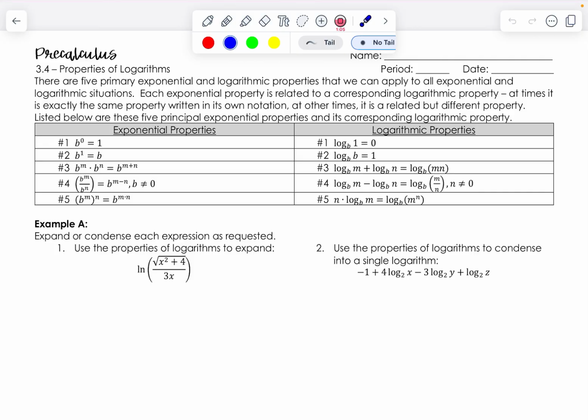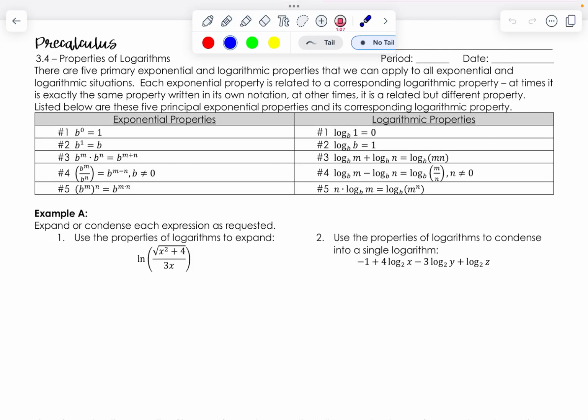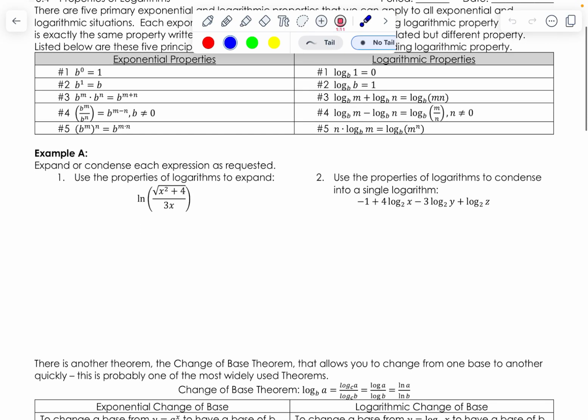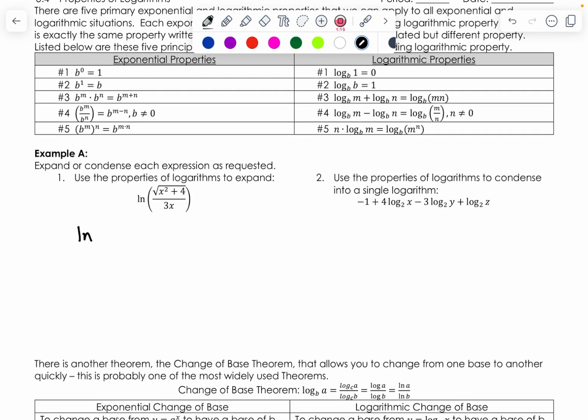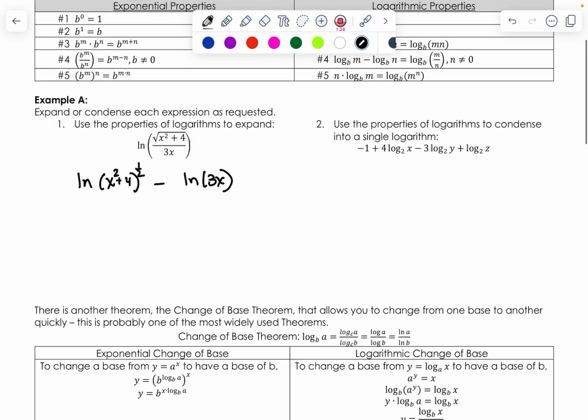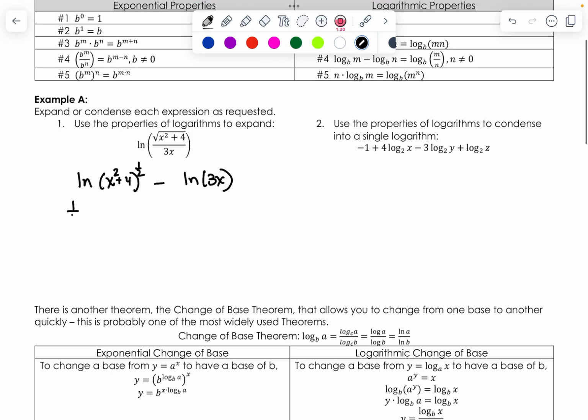All right, so what we're going to do in example A is we are going to expand. So I have a quotient. So this is going to be the natural log, and I'm going to multitask here. The square root is the 1/2 power. So I'm using the quotient property. Then I'm going to use the power property here. I can bring down the power.